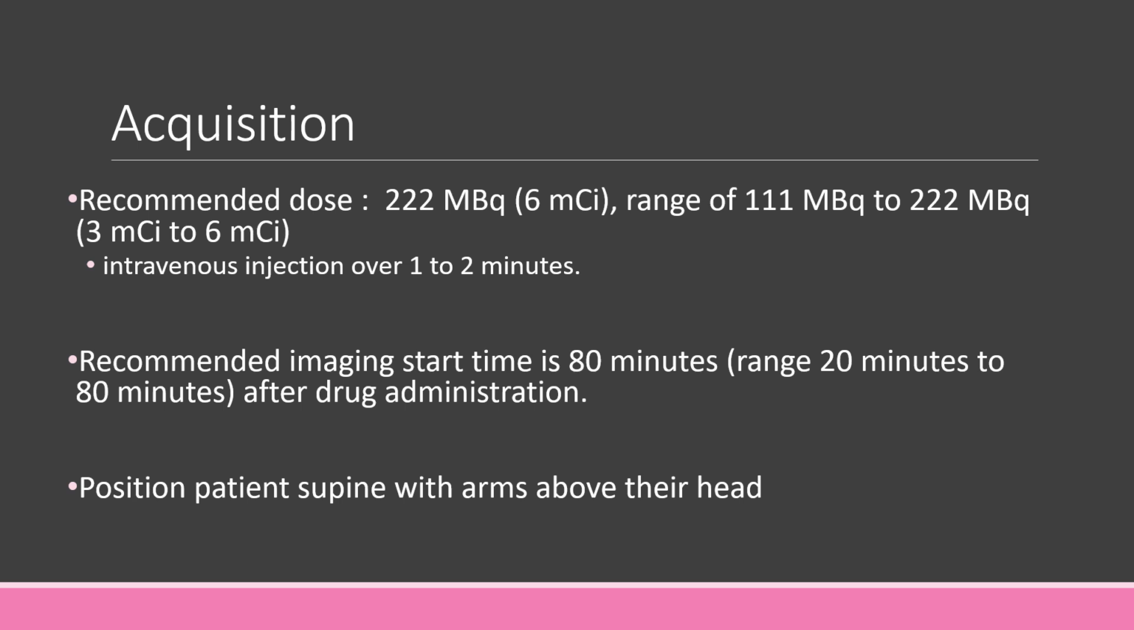And then the patient will be positioned supine with their arms above their head. Before putting the patient on the table, though, recall that we wanted them to be well hydrated and void often. So you will want to have the patient go to the restroom before starting their scan. And then once they've done that, you can position them supine with their arms above their head.